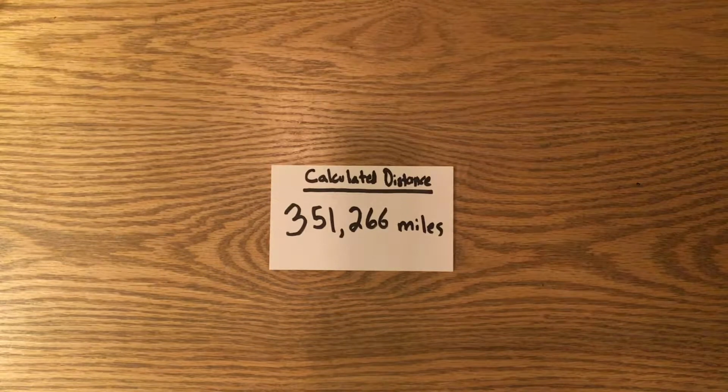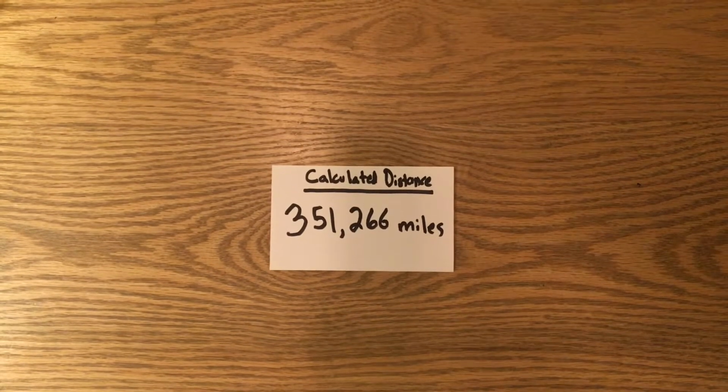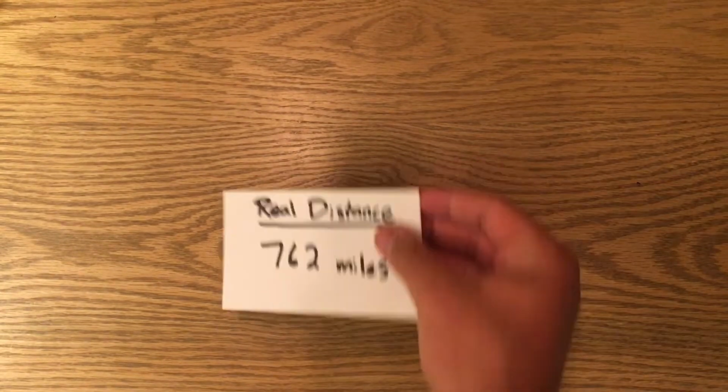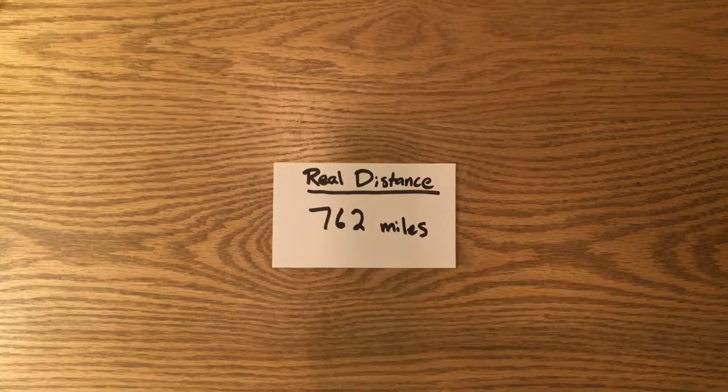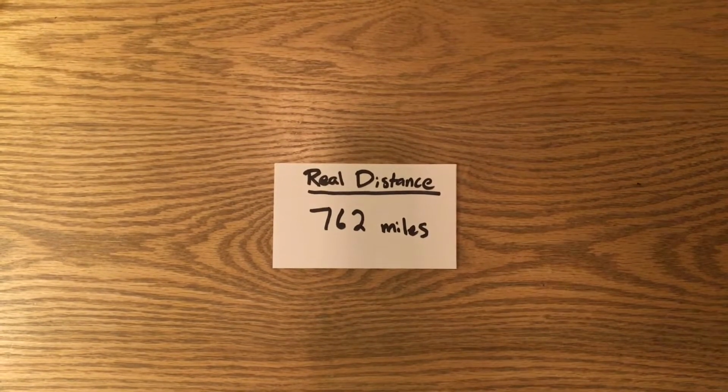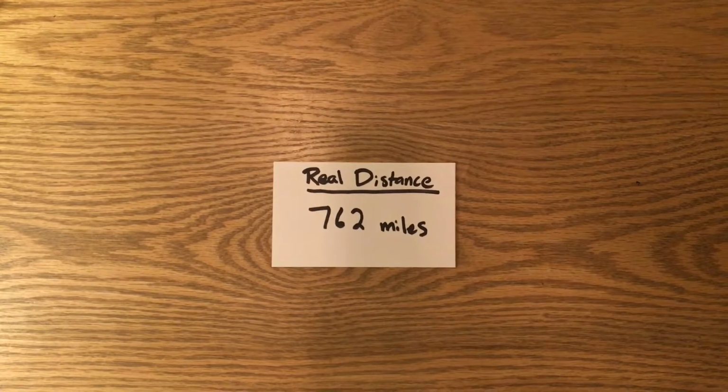After plugging them in, the calculated distance between Atlanta and New York City is 351,266 miles. To verify, we researched the actual distance. The actual distance is approximately 762 miles.